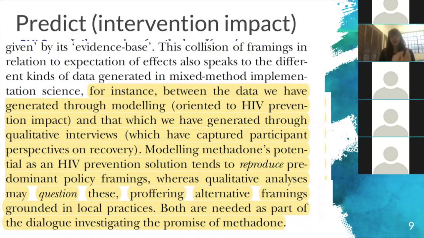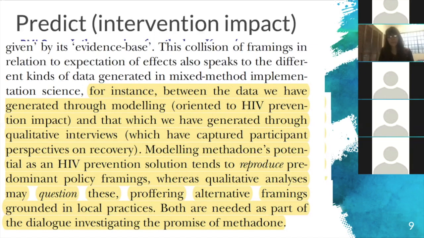So I thought that this conclusion from their paper was a good explanation of why combining modeling and qualitative methods was useful. So this collision of framing in relation to expectation of effects also speaks to the different kinds of data generated in mixed method implementation science. So for example, between the data we have generated through the modeling oriented to HIV prevention impact, and that which we have generated through qualitative interviews, which have captured participant perspectives on recovery. So modeling methadone's potential as an HIV prevention solution tends to reproduce predominant policy framings, whereas a qualitative analysis looks at alternative framings grounded in local practices. And basically they say that both are needed in terms of implementation science when bringing a new technology to a new setting.